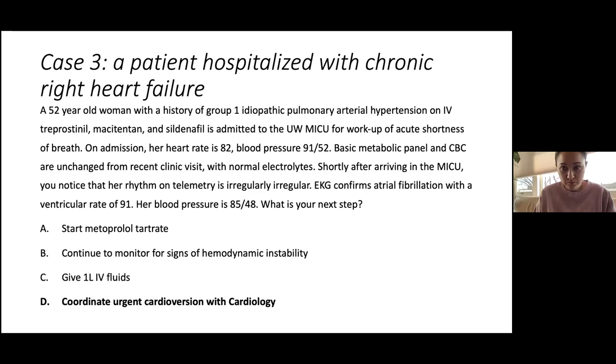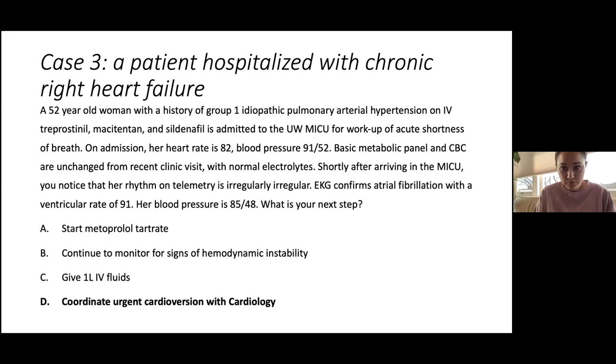B, continue to monitor for signs of hemodynamic instability. In this case, we have a patient who has right heart failure and is in AFib. And the practical consideration of why it's significant that this patient is in AFib is that in patients with right heart failure, their right ventricle is preload dependent. And we've been talking a little bit about it in the chat, and I think this is a good time to really dive into it deeply.